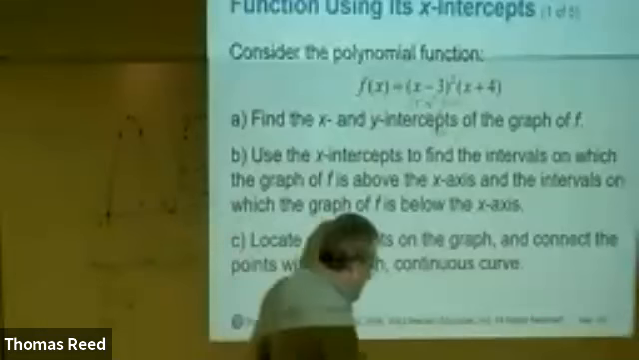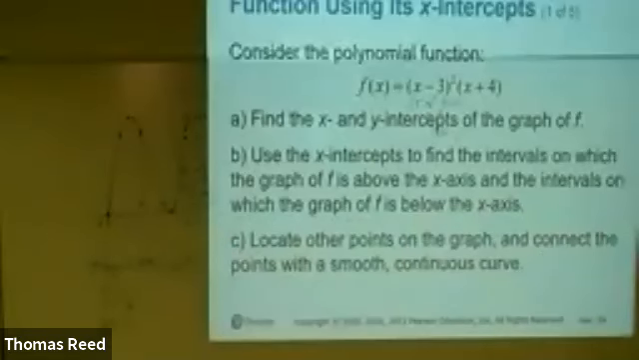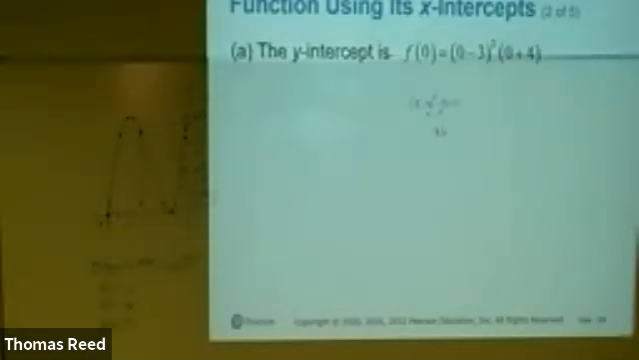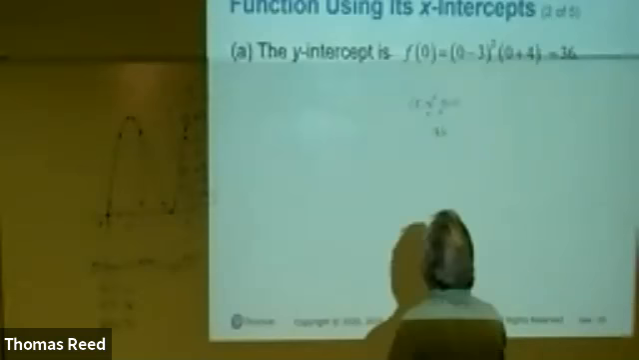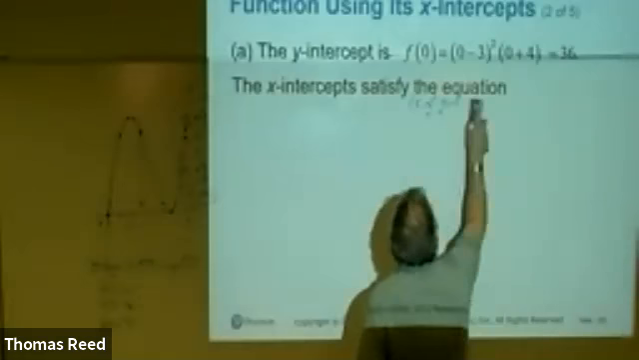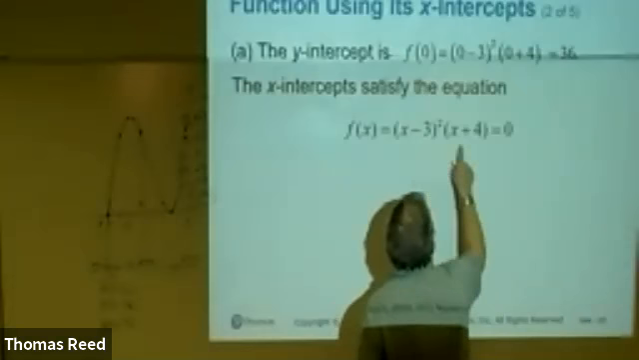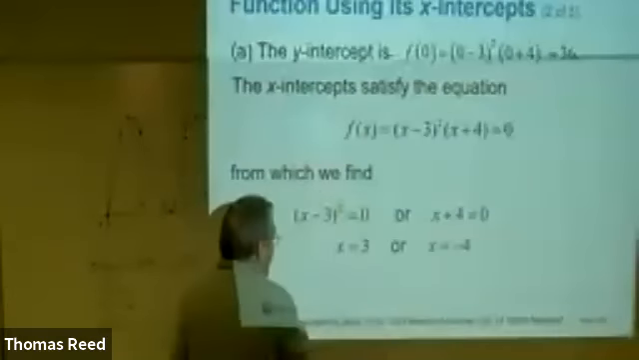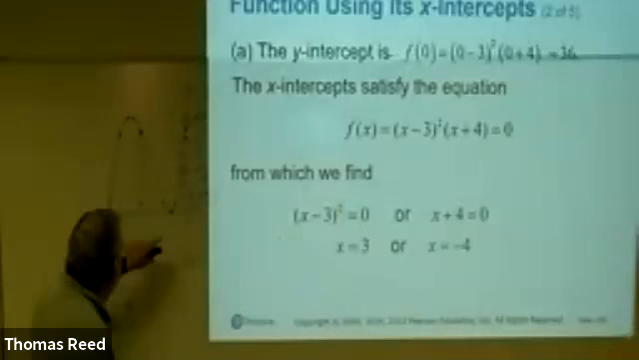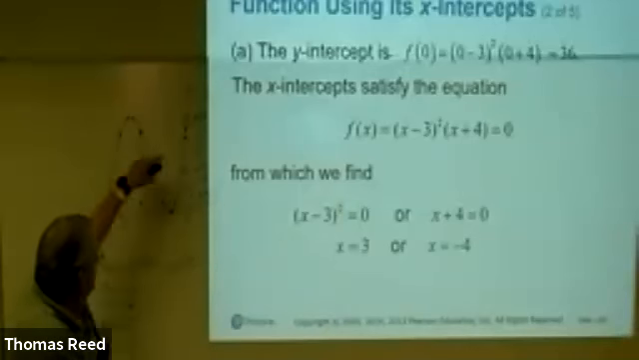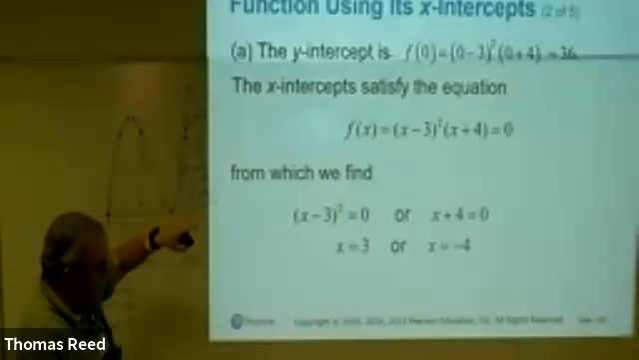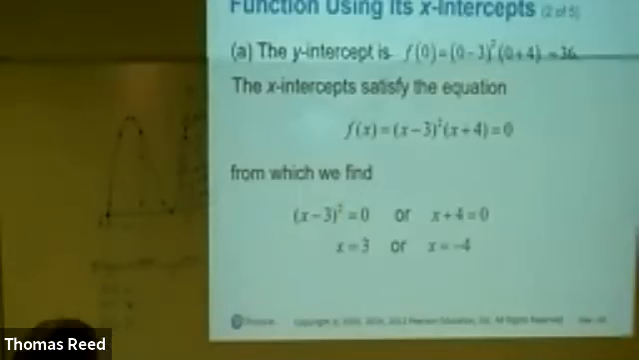And they do something very similar to what I did. Putting 0 in for x, you get 36 as the y-intercept. And the x-intercepts satisfy the equation equal to 0, so you set each of those equal to 0, and you find out that x is 3 or x is -4, so 3 and -4, which is what we determined these 3 points here the same way they did.